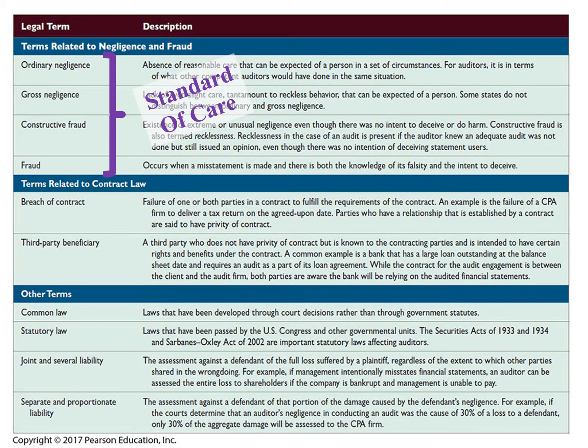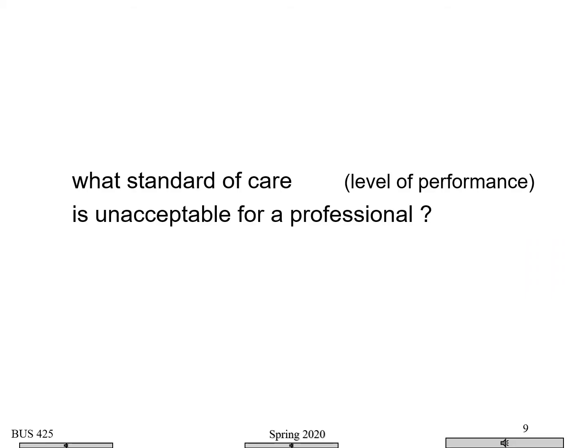This is what I call standard of care. What standard of care is unacceptable for a professional? I don't know the answer. I always ask that question in class and we discuss, and students are frustrated that I don't really have an answer. Can we expect a doctor to never make mistakes? No, they're human, and doctors can make mistakes. Is it acceptable if the doctor makes a mistake on somebody in my family? No, it's acceptable if it's somebody in your family, but not my family.